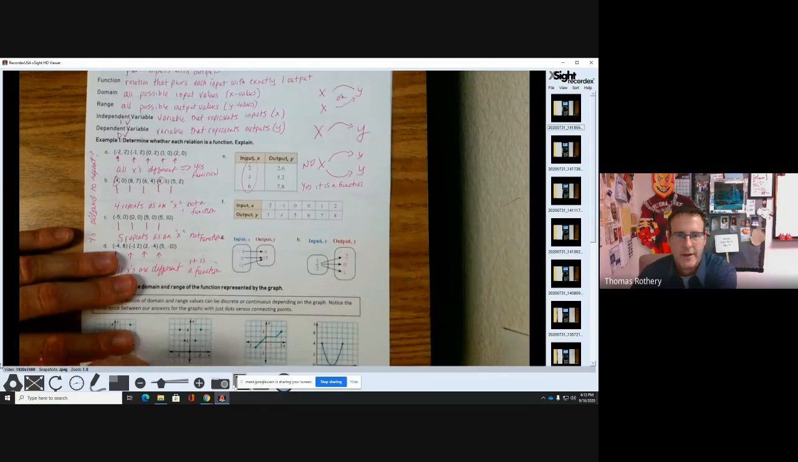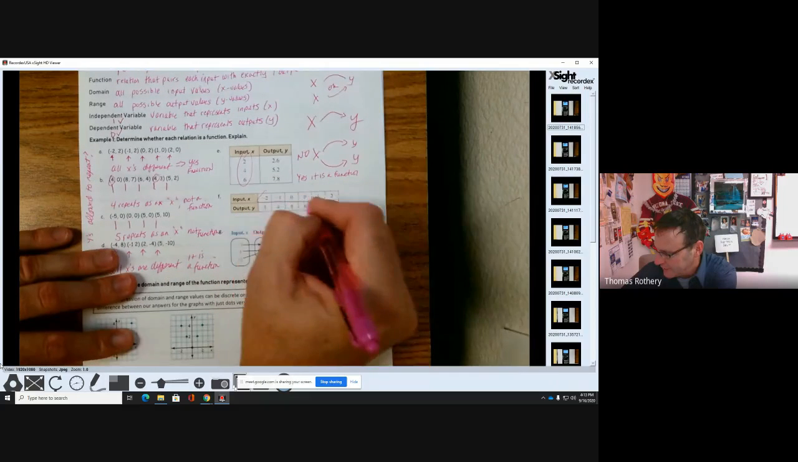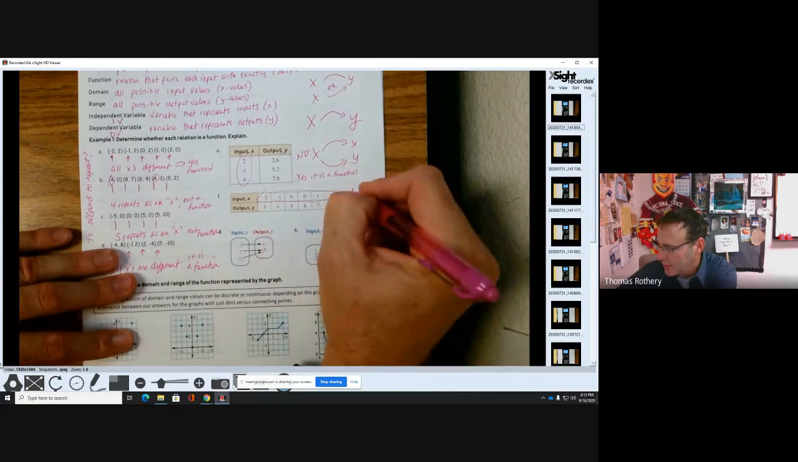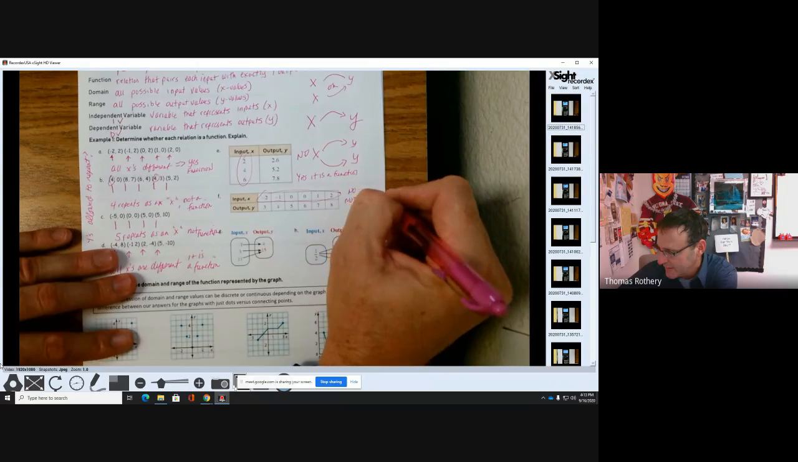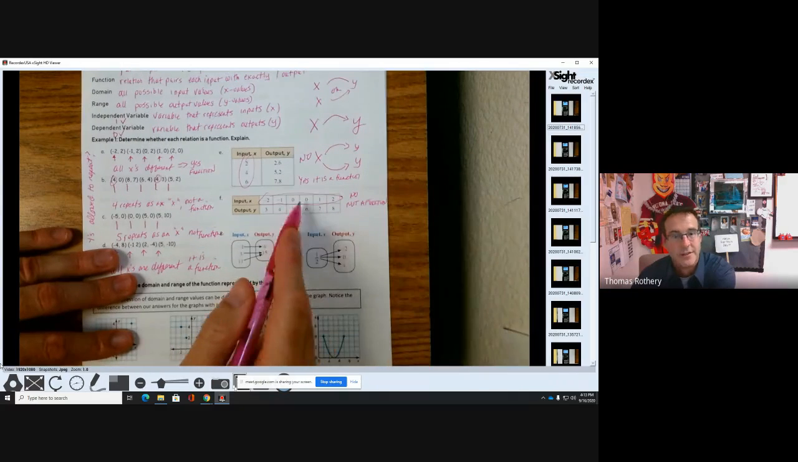Same thing here. Are all the x's different? No, not a function. Because what repeats? The 0 repeats.